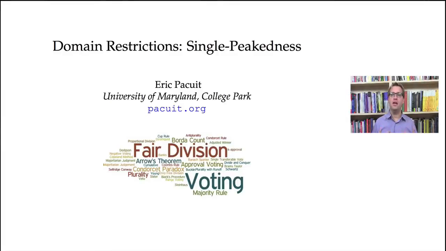Let's start with domain restrictions. The general idea here is to find some systematic way of ruling out certain profiles of preferences in order to rule out some of the paradoxes and impossibility results that we've discussed throughout this course so far.